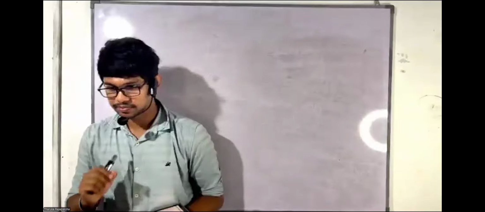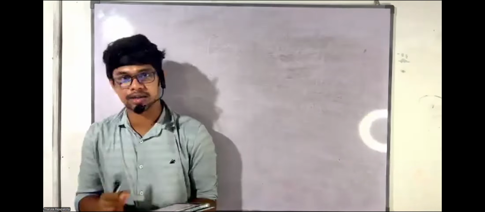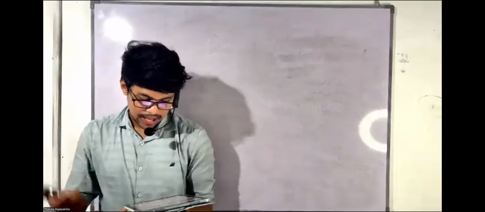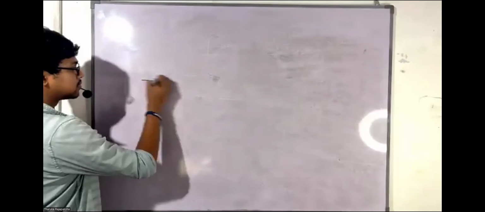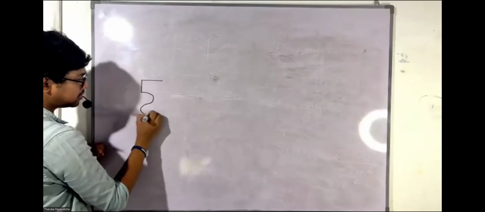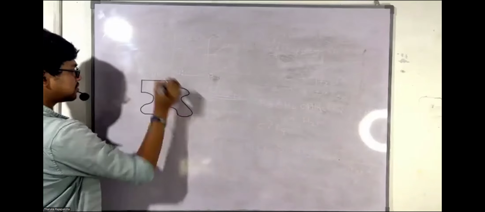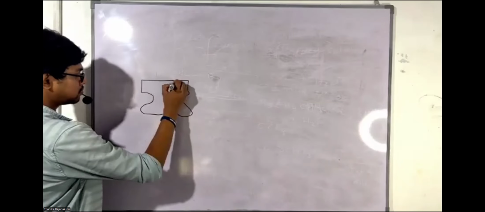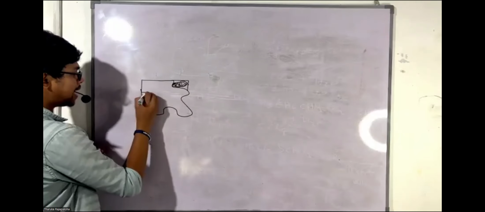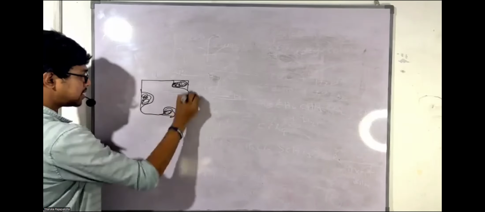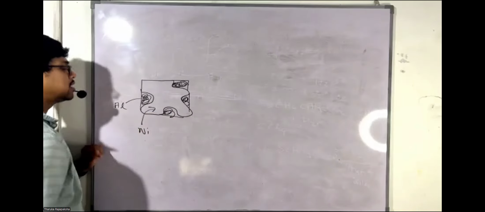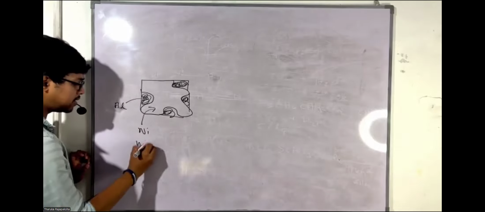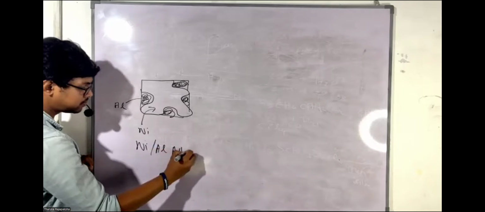You can add nickel. Nickel is a D block element which can be used as a catalyst. Raney nickel. What is Raney nickel? That one you need to understand. Raney nickel is something like this. You have aluminium and nickel alloy. You call this nickel aluminium alloy.